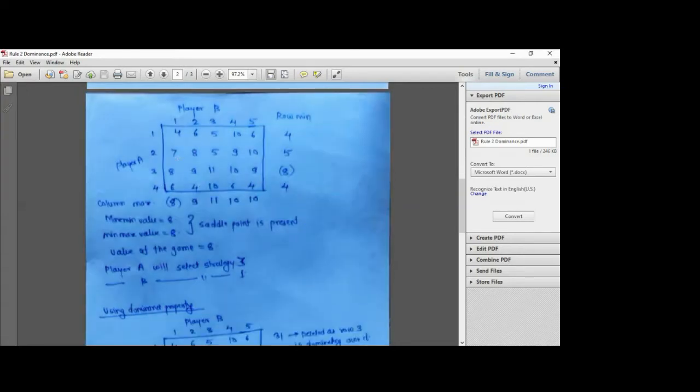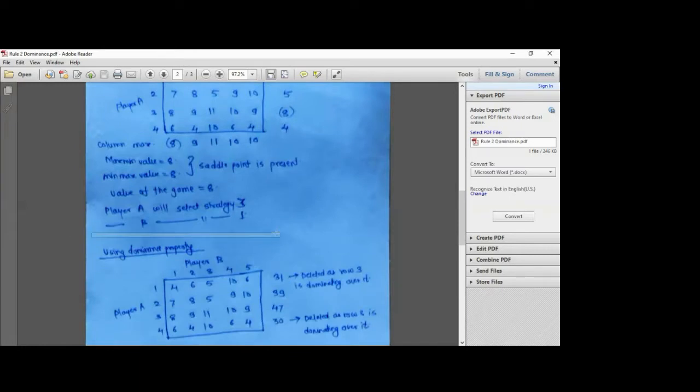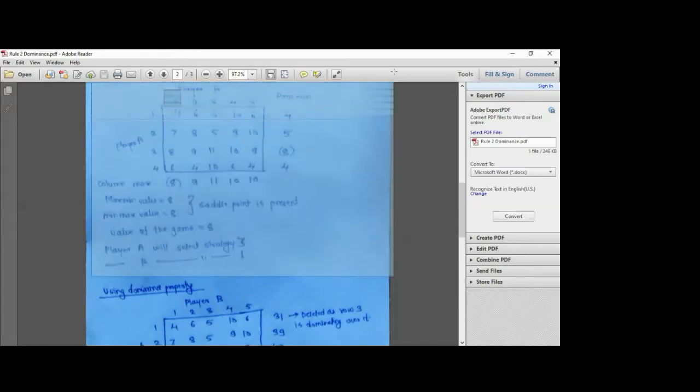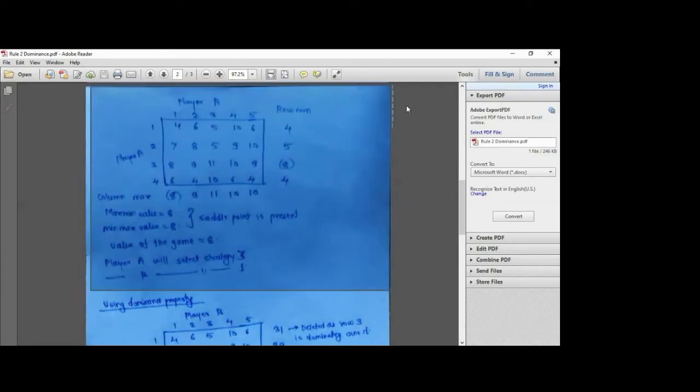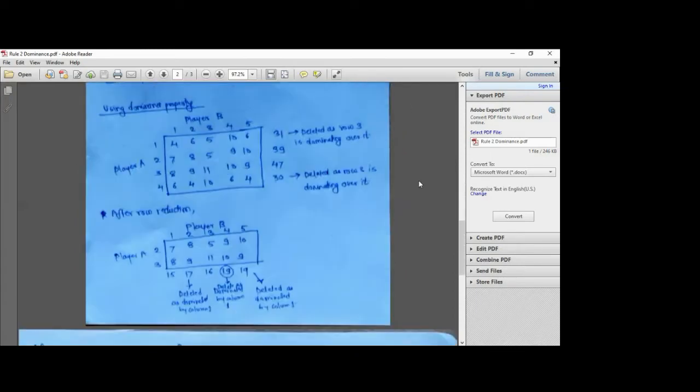Player A will play strategy 3, and player B will play strategy 1, right? Because of this value. So this was related to the saddle point. Now how can we solve this with the dominance rule as well? They have told us to use the dominance property, right? So I have written the same matrix again here.